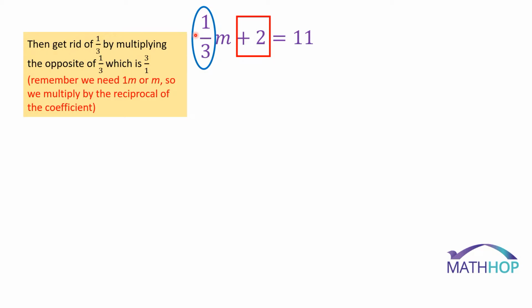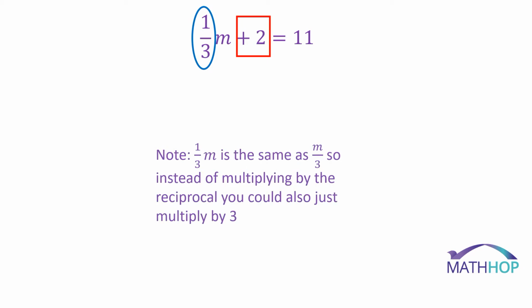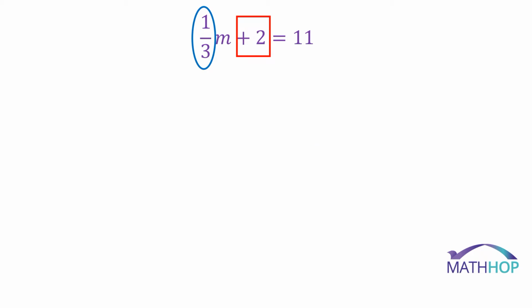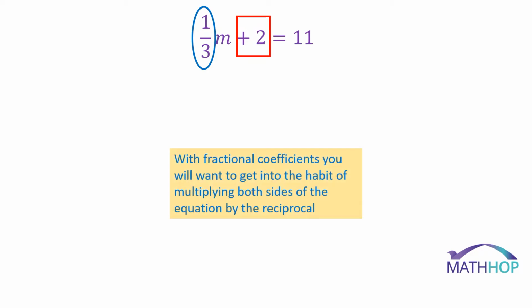So that's why we want to get in the habit of going ahead and multiplying by the reciprocal of a fractional coefficient. Now, I know 1/3 is the same as m divided by 3. So some of you are going to see this and say, well, I could just multiply both sides by 3. And that's absolutely true. You could do that in this case. What I want to stress is that we get in the habit, when you see a fractional coefficient, of multiplying both sides of the equation by that reciprocal.